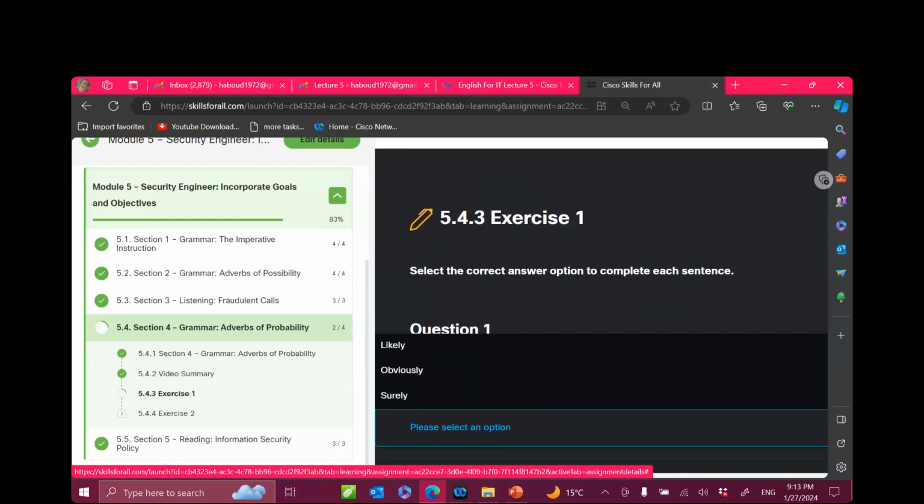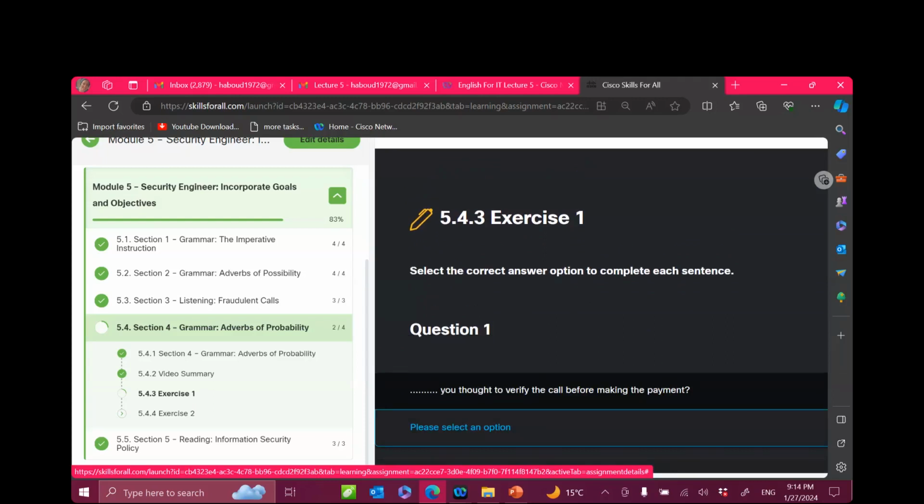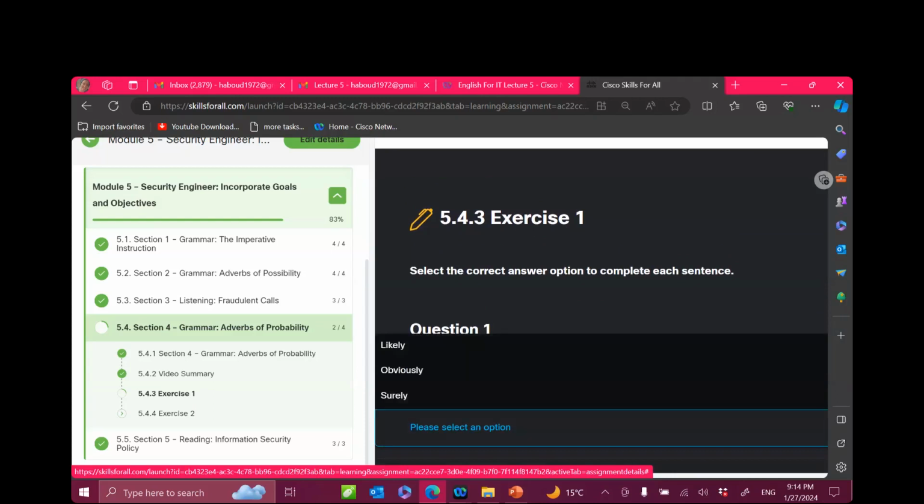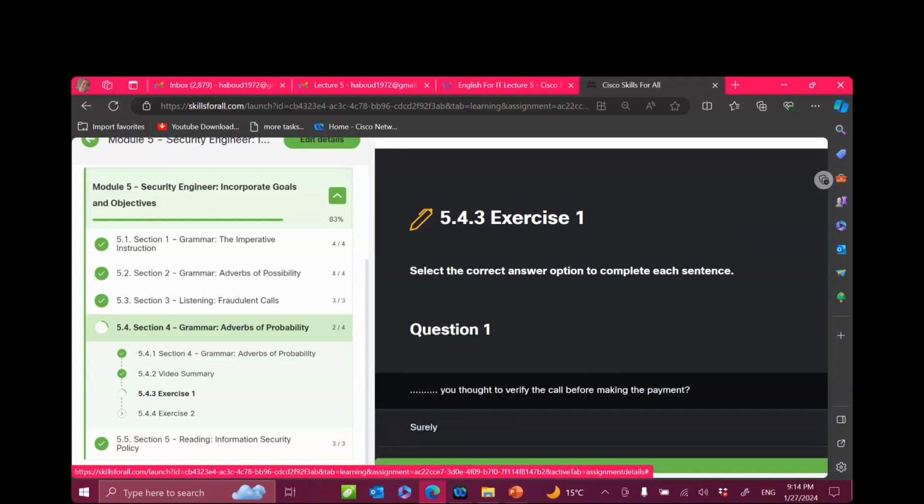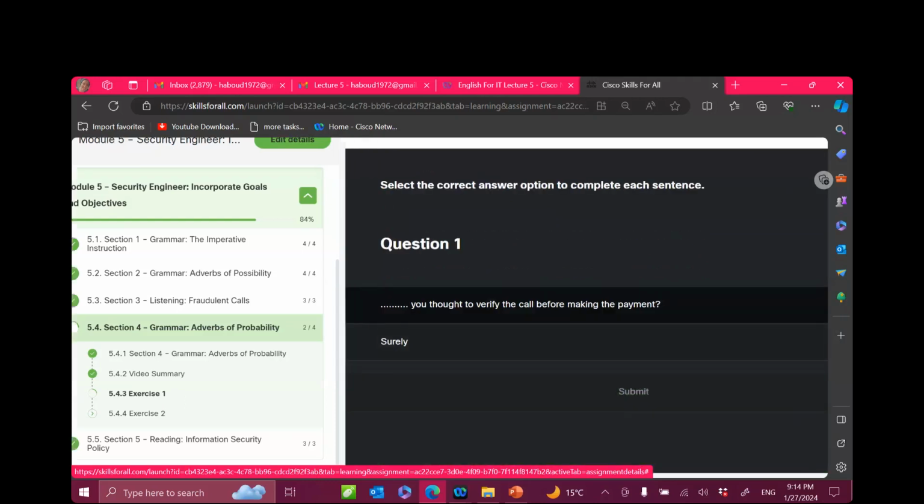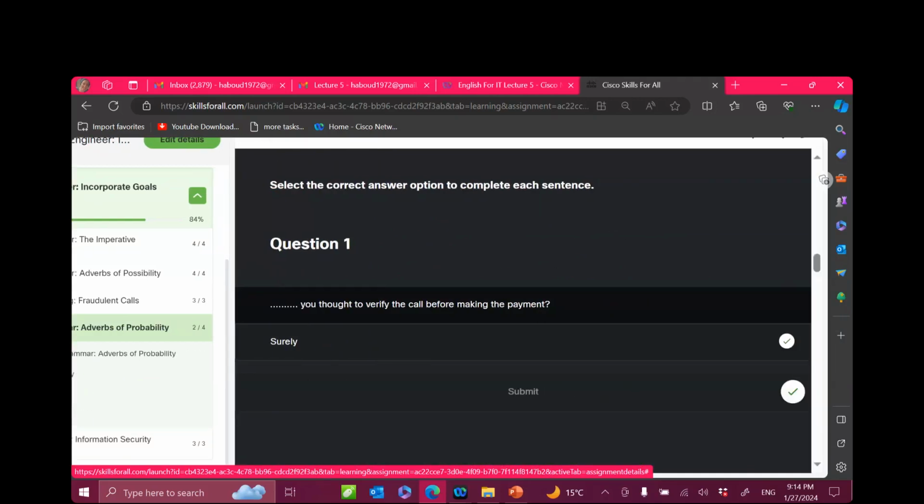عايزين نشوف تاني الجملة بتقول You thought to verify the call before making the payment. يبقى اختار ايه؟ Likely, obviously, surely. What do you think? طبعا لازم بالتأكيد. surely طبعا أول حاجة أنا هنا مفيش عندي كاما بعد surely. أوكي. Surely you thought to verify لازم تعمل to verify the call before making the payment.